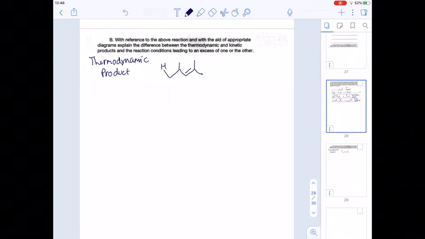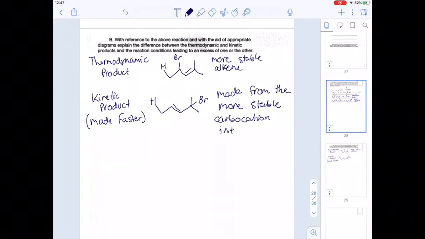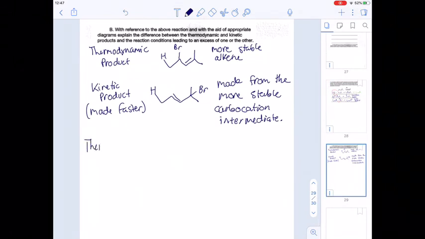So the thermodynamic product is this one. Okay, and then he says that this is the more stable alkene, which is the same thing as saying that this is the more stable product. So now we have the kinetic product. And then he writes underneath, featuring my dog in the background, that it is made faster. And then he draws this product from before. And then he says that it is made from the more stable carbocation intermediate.